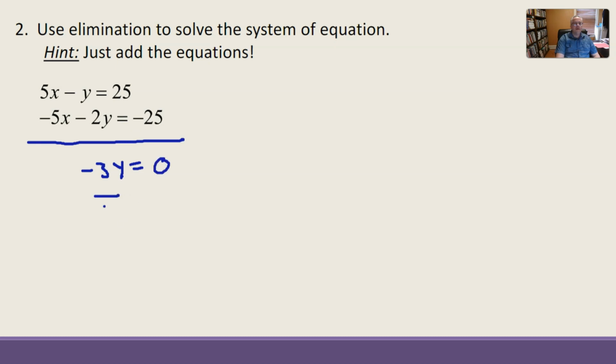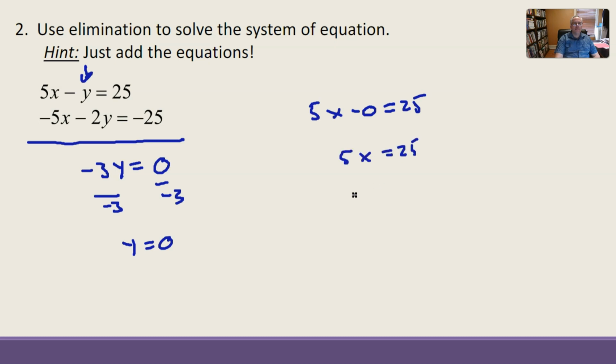So let's solve for y. If we divide by negative 3, we get y equals 0. And let's go back to the first equation again. This time we're substituting in for y here. So we have 5x minus 0 is 25, or just 5x equals 25 if we simplify it. And dividing by 5, we get x equals 5. So that's our solution. x equals 5, y equals 0.